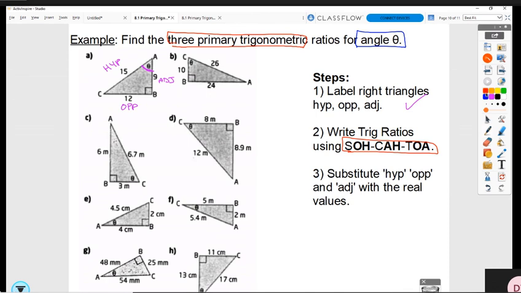So this first page is for sure 100%. The next one's optional. If you need it, great. If not, fine.